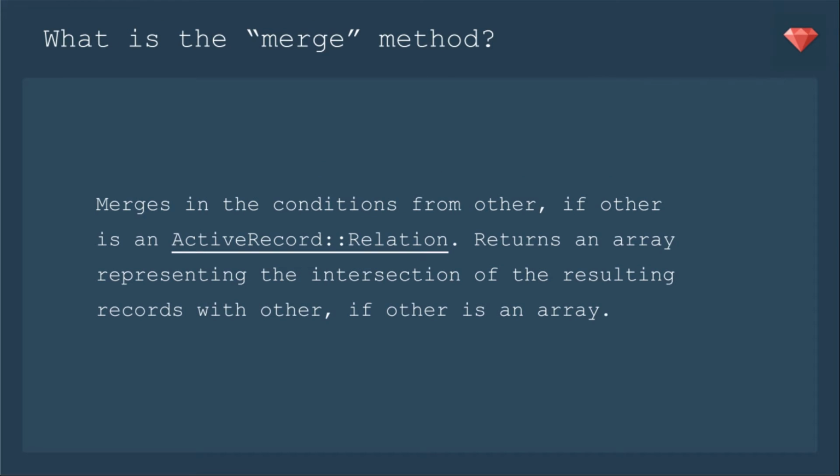So what is the merge method? It merges in the conditions from other if other is an active record relation. Returns an array representing the intersection of the resulting records with other if other is an array. This is used when you have an associated model and you're trying to gather records that have a certain condition related to that associated model.